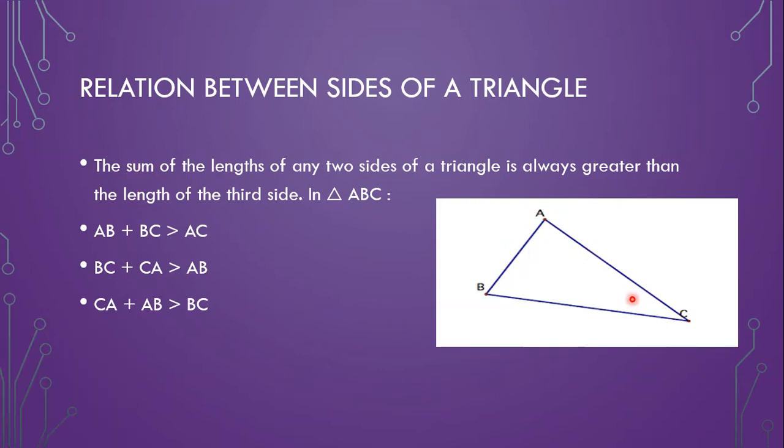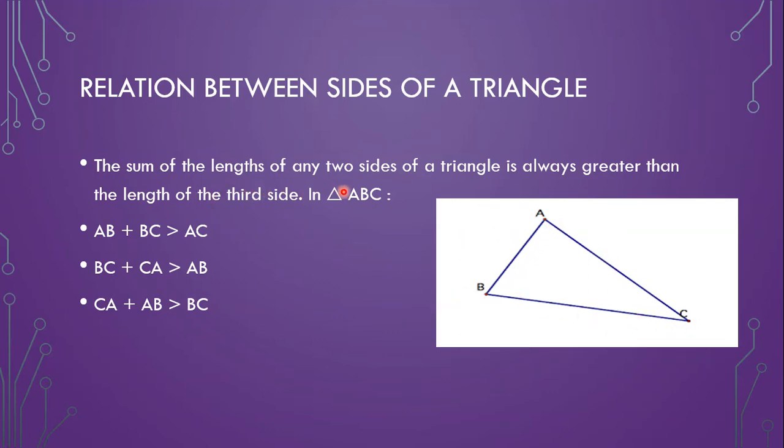What is the relation between sides of a triangle? Can you see the figure? Here you can see a figure, a triangle, that is triangle ABC. What is the relation between sides of it? The sum of the lengths of any two sides of a triangle. Can you see this? In this figure we have three sides. What is that? AB, AC and BC.